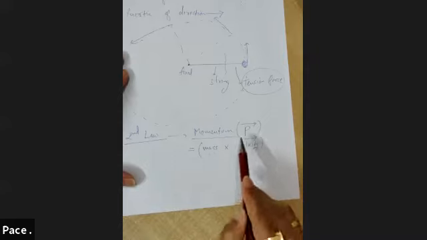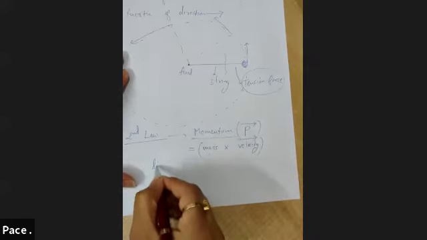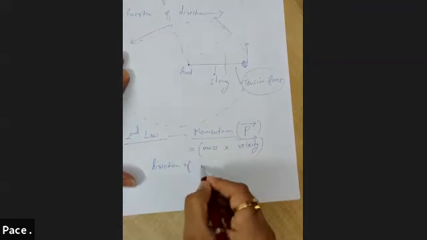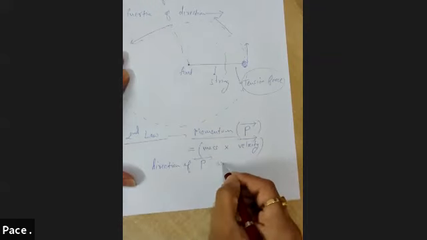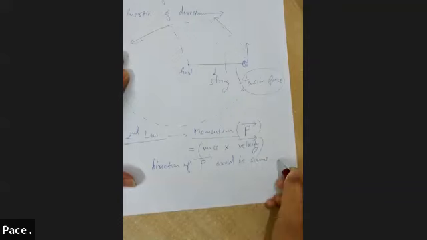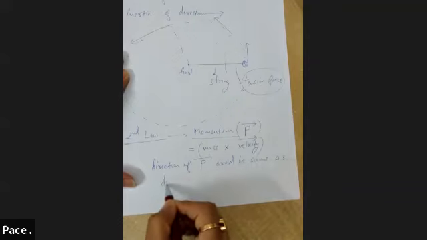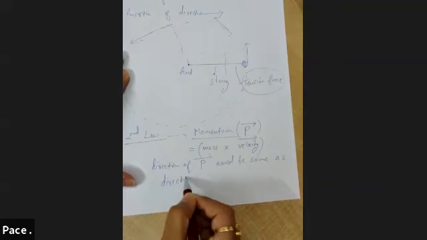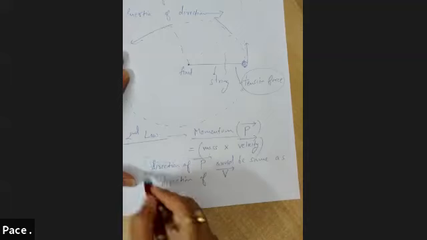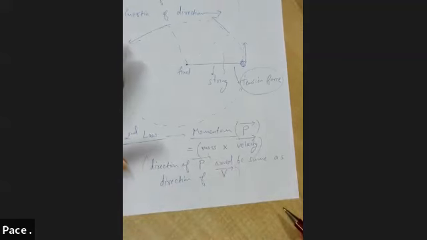Velocity is a vector quantity, and that is why momentum is also a vector quantity. The direction of momentum would be the same as the direction of velocity of the particle.